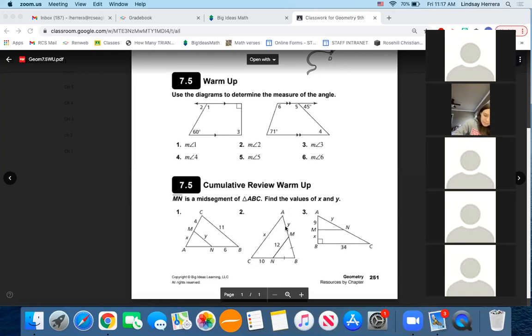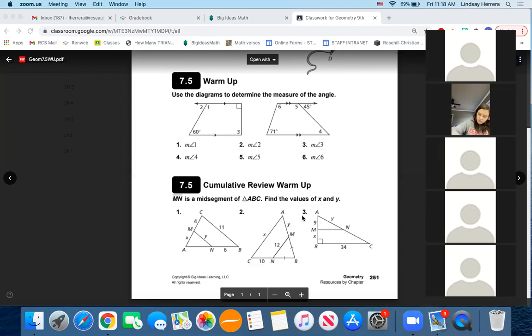10. Yes, how do you know it's 10? You're right. It's a little tricky. So 10 is also congruent to this right here. However, it shows us that these two are congruent, which means this must also be 10, which then makes y 10.